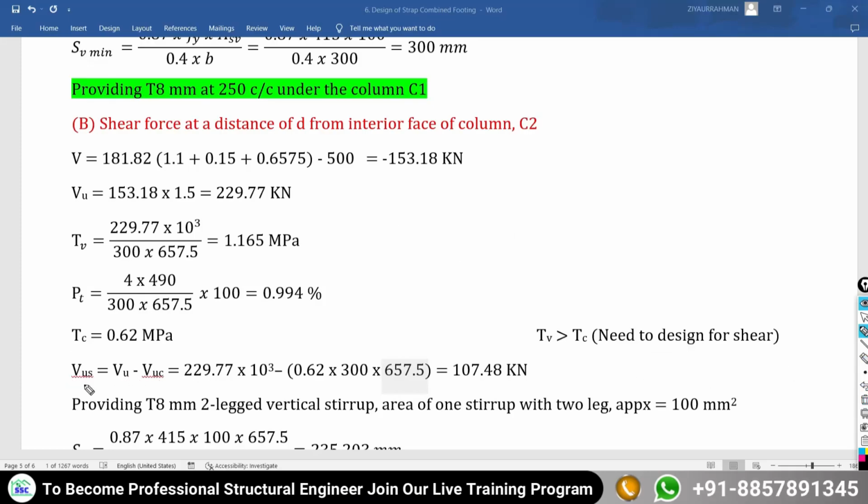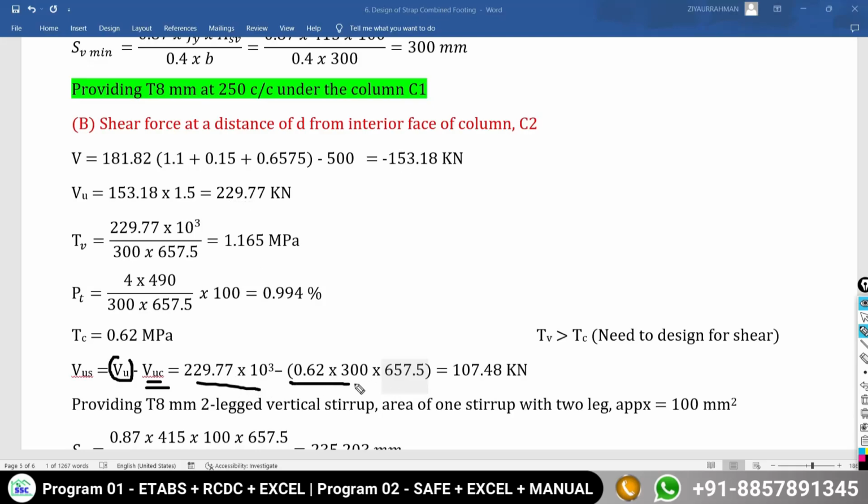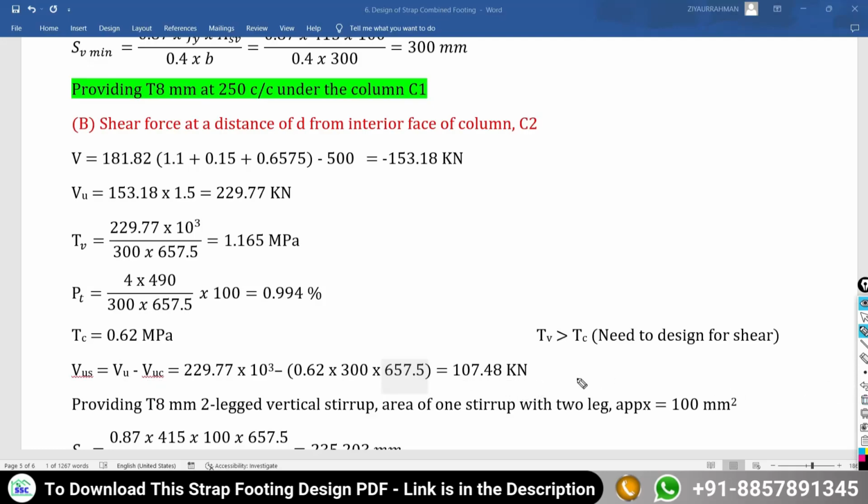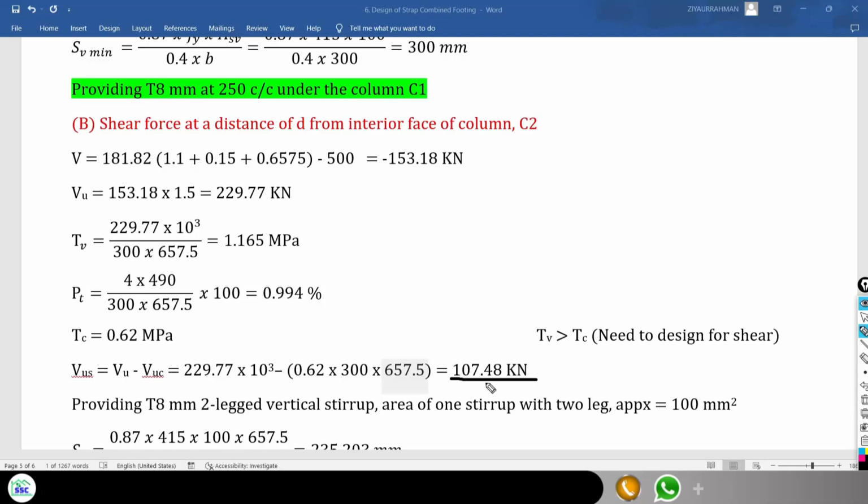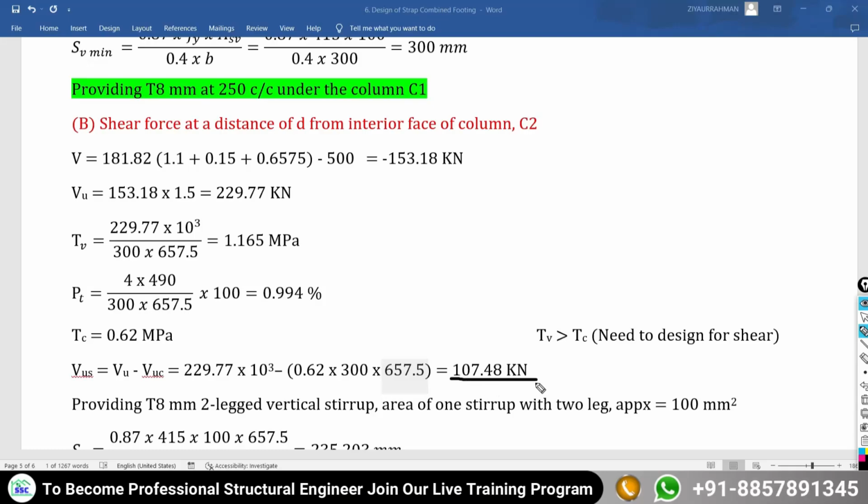For that I need to know how much shear force needs to be resisted by your shear reinforcement. So Vus will equal Vu minus Vuc, the shear capacity of your concrete. Here the actual shear force developed at the considered section is 229.77, minus the critical capacity of your section, so 0.62 multiplied by 300 multiplied by effective depth. Ultimately we are getting the resultant shear force to be resisted by your shear reinforcement as 107.48 kilonewton. Now here again I would like to provide 8 mm diameter bar, 2-legged vertical stirrup, so the area of reinforcement is approximately 100 mm square.